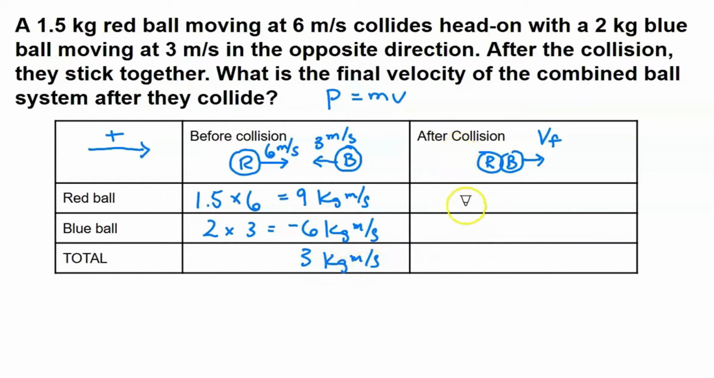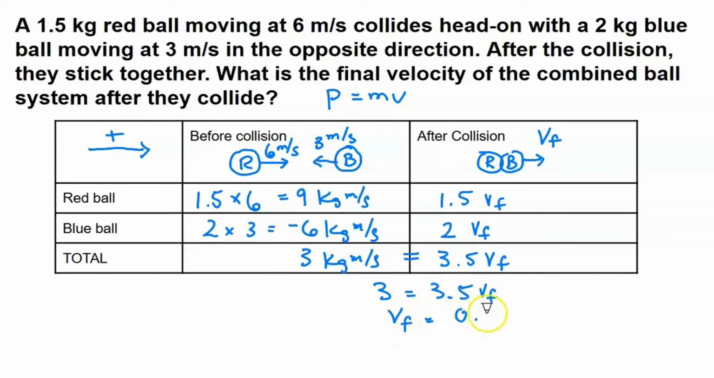After the collision, the red ball is 1.5 times VF, mass times velocity, and the blue ball is 2 times VF, mass times velocity. We add those up, and we get 3.5 VF. These are going to equal each other. So then we end up with 3 is equal to 3.5 VF. If I take 3 divided by 3.5, VF is 0.86 meters per second.